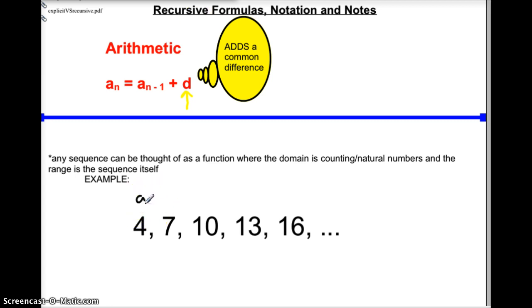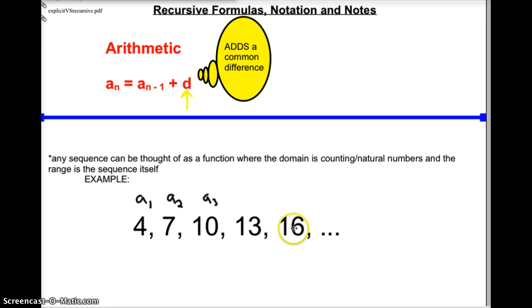All right, I hope you said it's the 4. So that's a sub 1, the first term. And the second term is the 7. A sub 2 is the second term. And the third term, a sub 3. All right, and so I could name any term this way. The 40th term would be a sub 40.